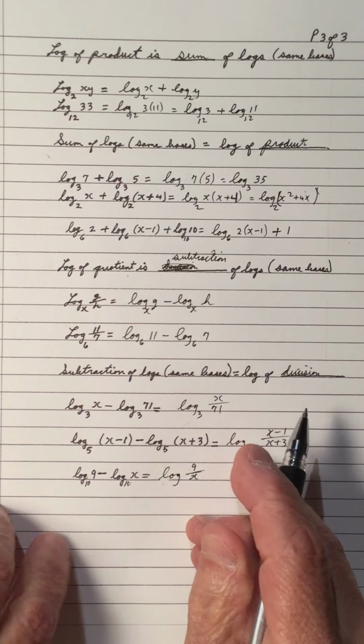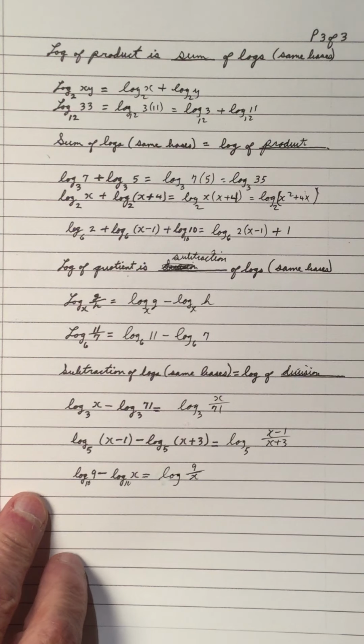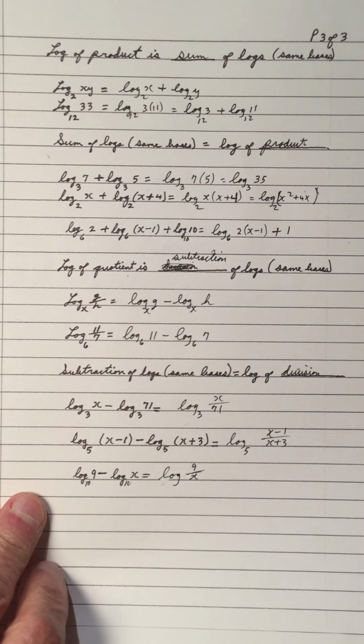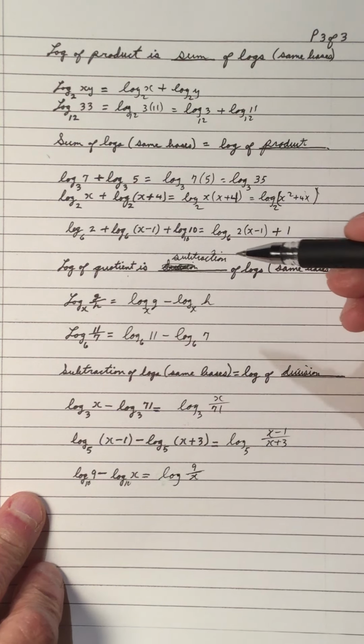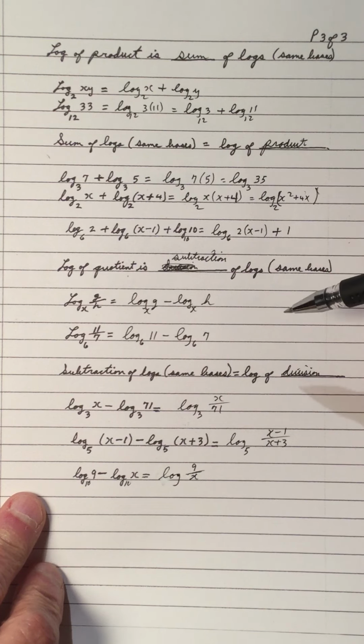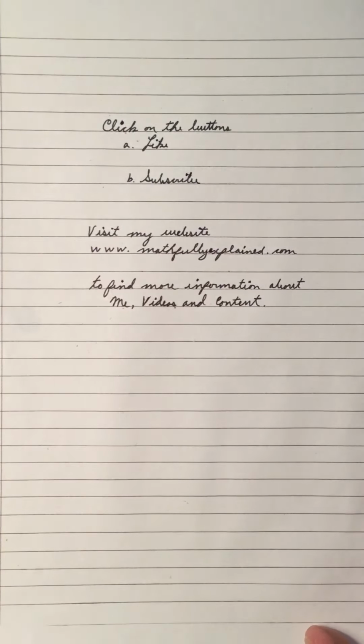So just a review of that, just to make sure this is how I learned it. And again, just keep it in mind: the log of a product is the sum of the logs. The log of a quotient is the subtraction of the logs. Same as the exponent rules.